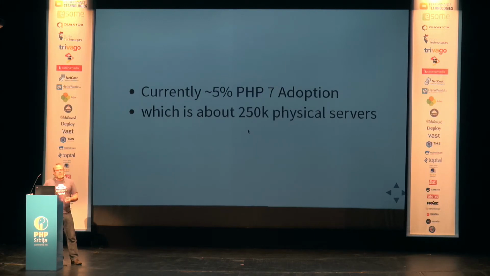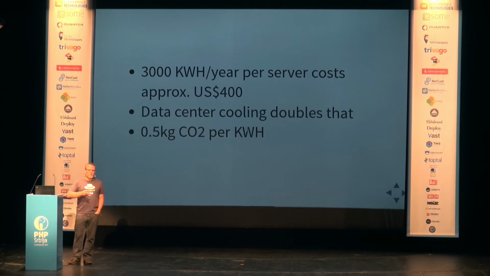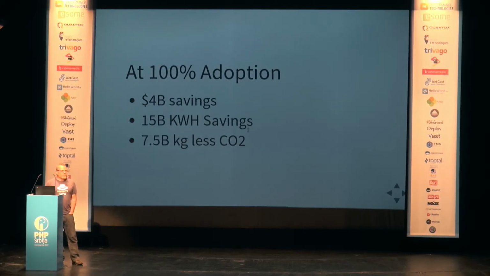At 5% adoption, that means PHP 7 is running on about 250,000 physical servers. Each server eats up 3,000 kilowatt hours a year, costing about $400 for that power for the year. Then you have to cool that, which is another $400. And you spit out about half a kilogram of CO2 per kilowatt hour, which is quite a bit. At 5% adoption, where we're already at, it's saved people about $200 million, 750 million kilowatt hours of savings, and a lot of CO2. At 100%, those numbers are way more impressive.